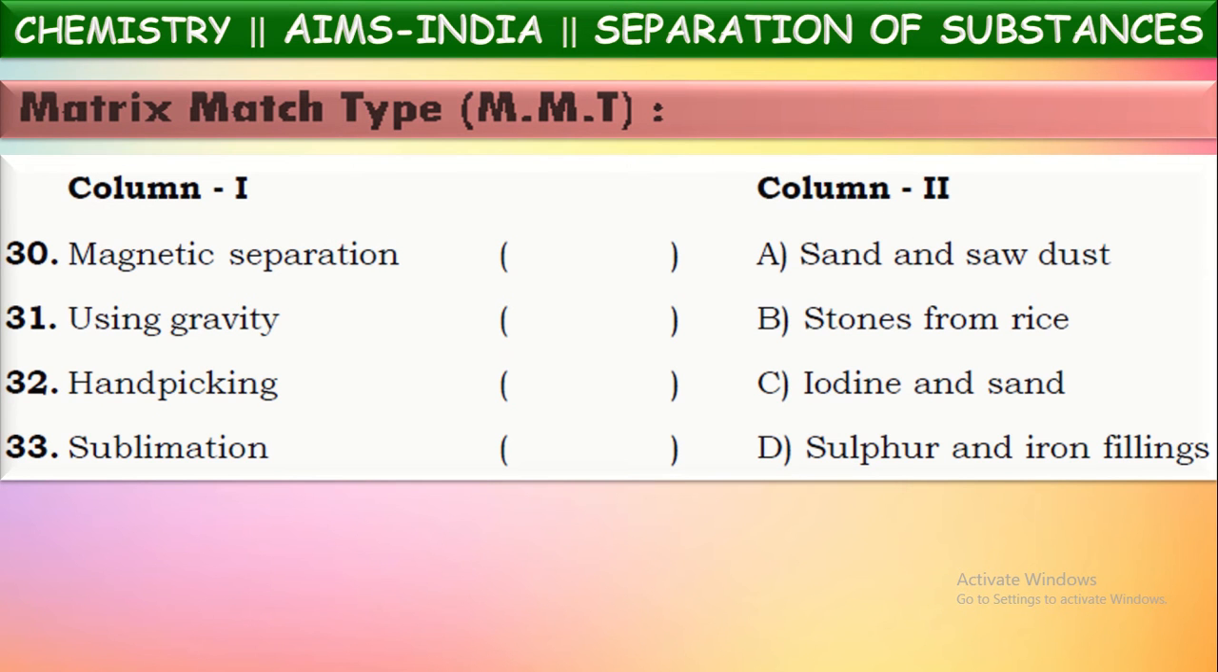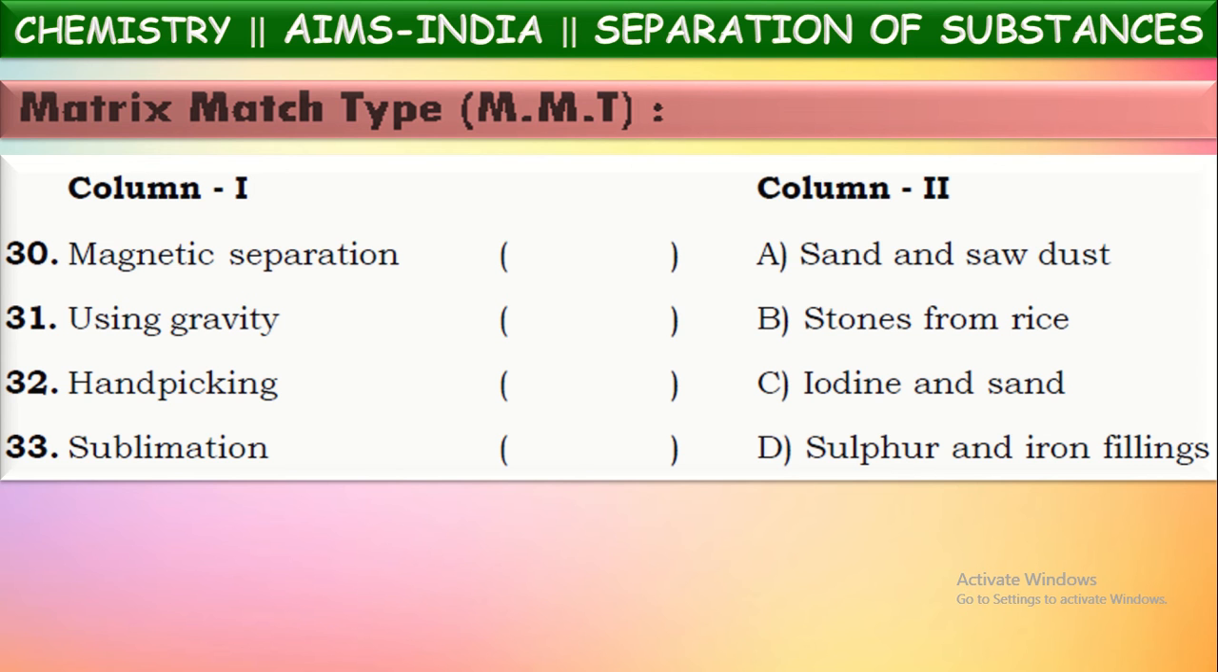See here, they have given some separation techniques in column 1, and in column 2 they have given some mixtures. Now I have to match which technique can be used for the separation of which mixture. See here, often we may get more than one correct matching also. That is why it is called matrix matching. So now let us see which technique is used for the separation of these mixtures.